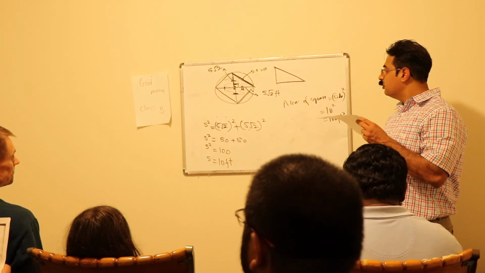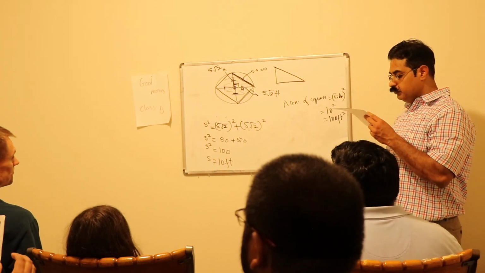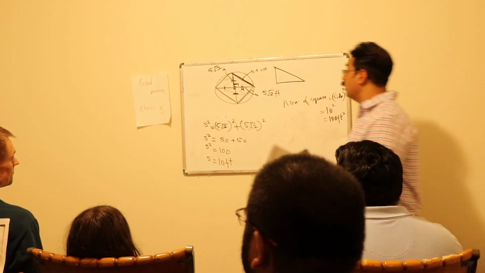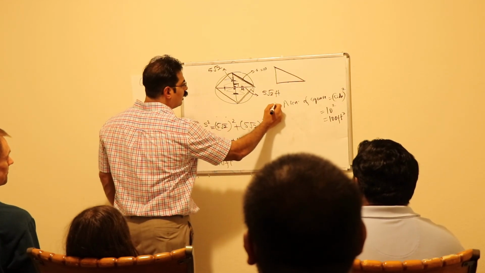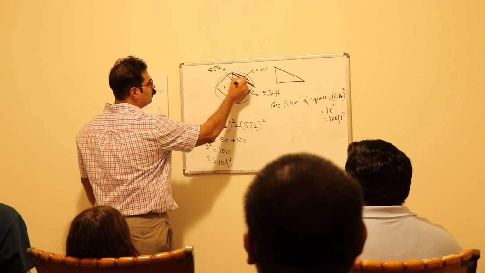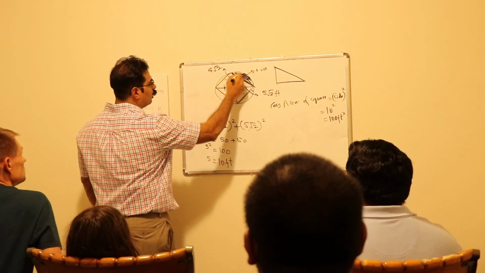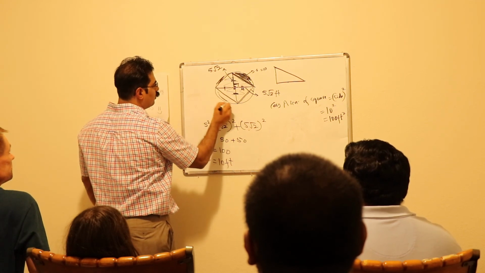Shall I read it? Yeah, go ahead. Find the area of the shaded region outside the square from part A. Yes. So this is part A. We are done with it. Now this is the shaded region. How would we find the area of this shaded region?